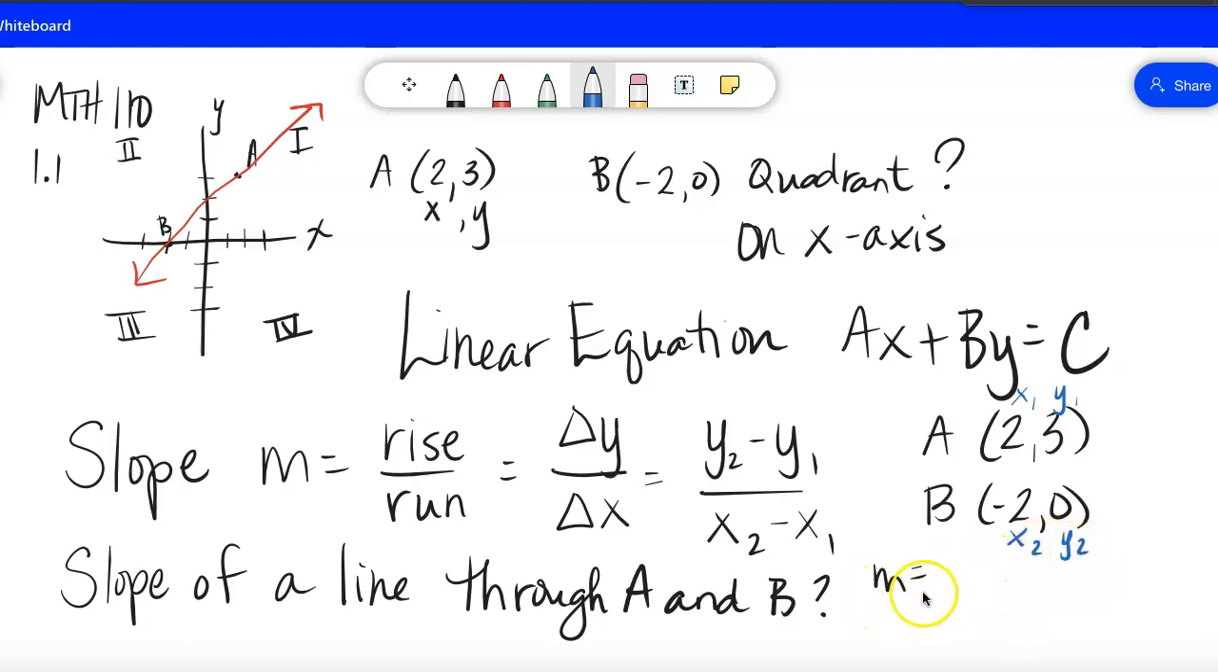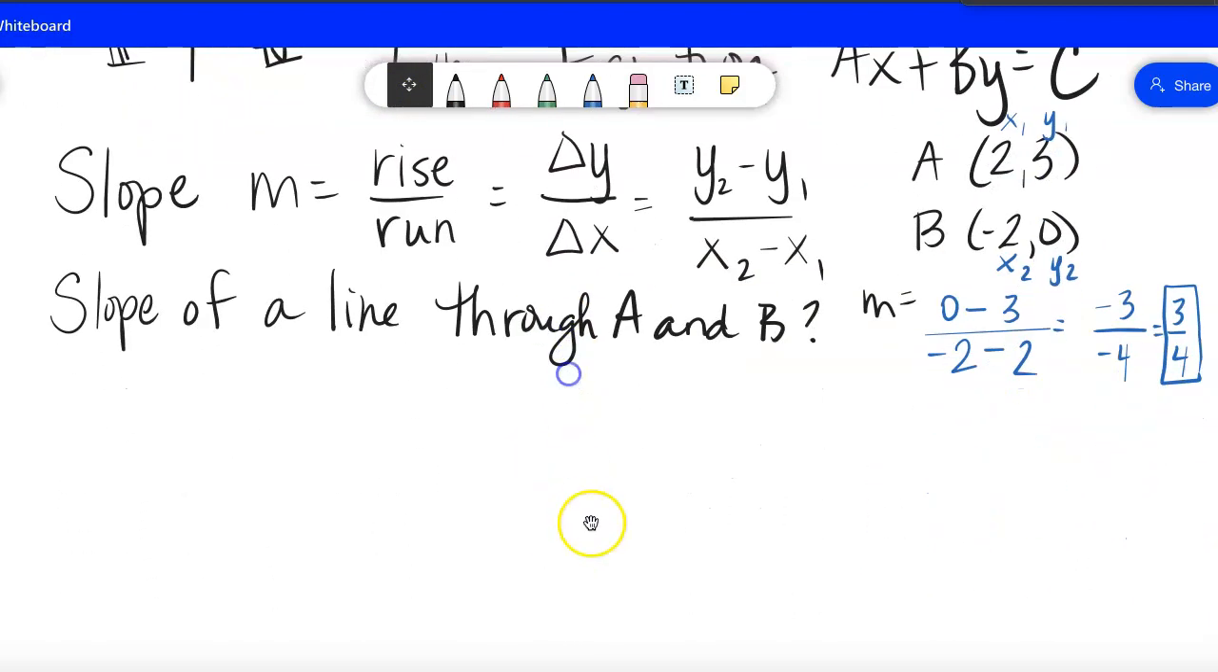All right, so now I'm ready to use my little slope formula. So my y2 is 0, minus my y1 is 3, divided by my x2 is -2, minus my x1 is +2. And now I'll actually do the arithmetic. 0 minus 3 is -3. -2 minus 2 is -4. Now when you get a problem like this, you do need to simplify. Negative divided by negative is positive. So our slope here is +3/4.